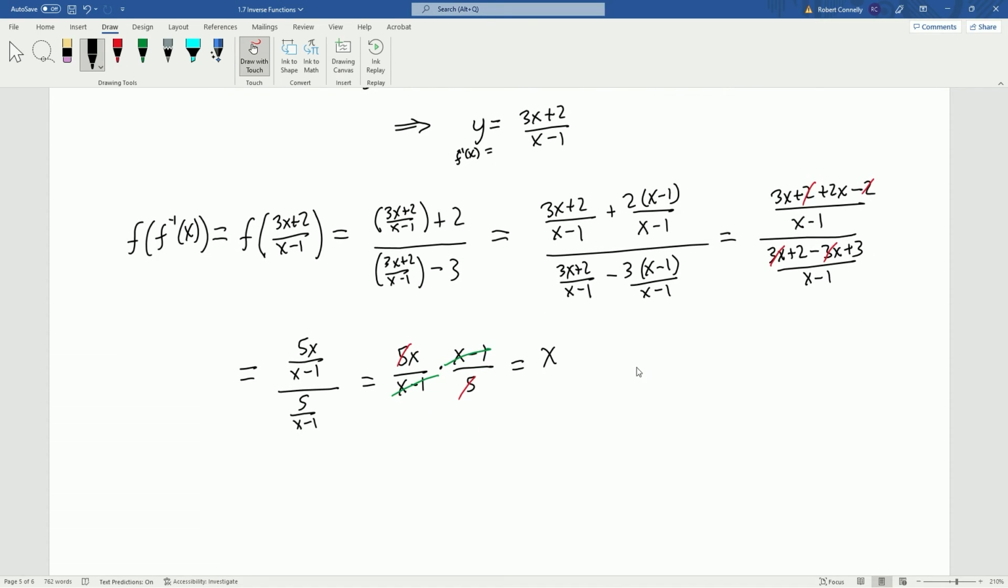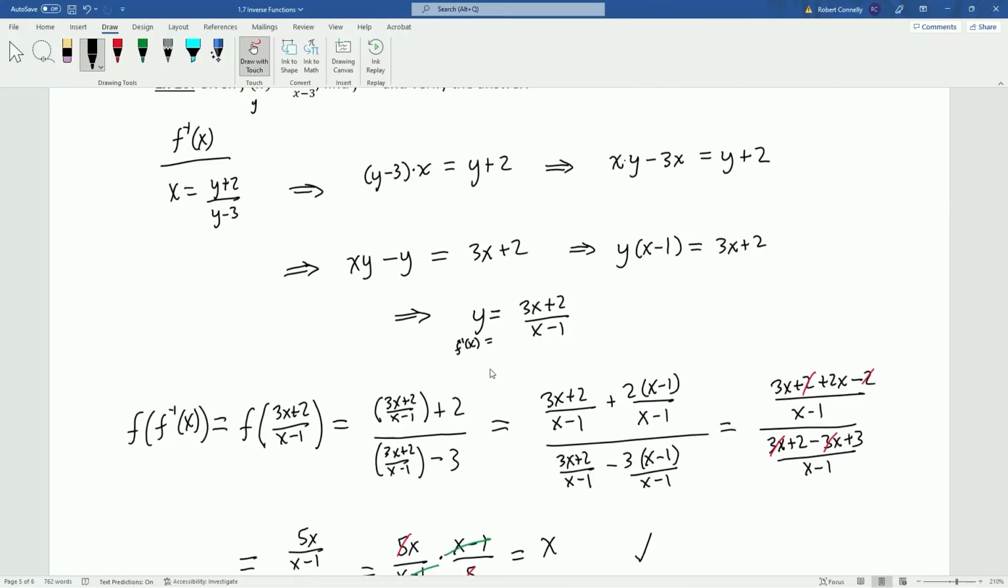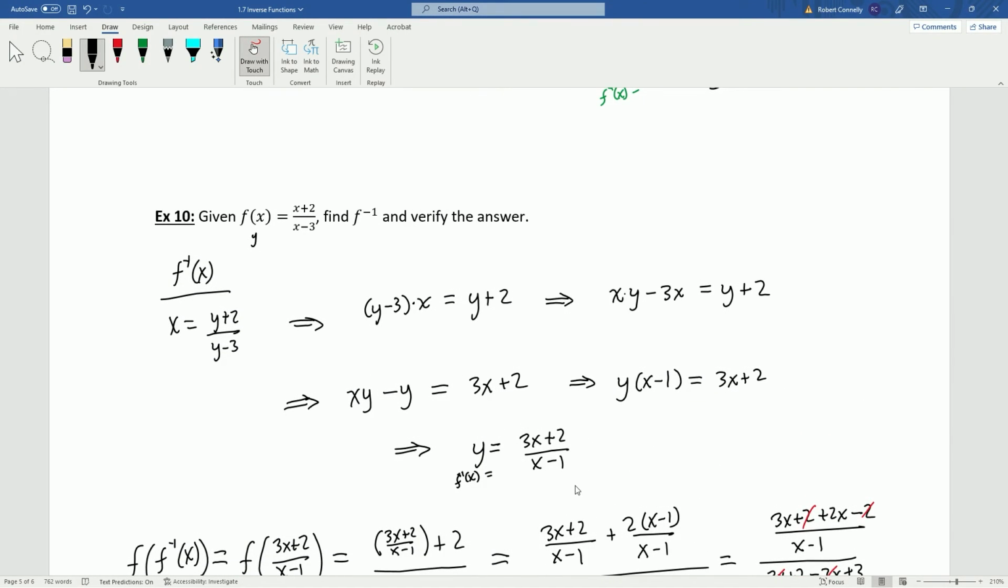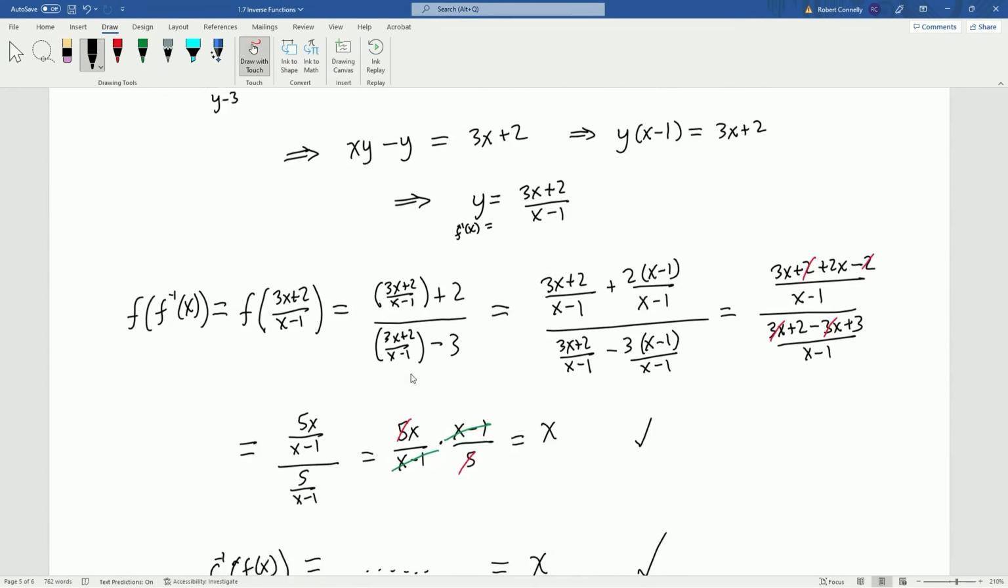So that's good. Now, we still do need to check f inverse of f of x, but it's going to be basically the same algebra, and so I'm going to leave that as an exercise to the viewer. But you'll get the same thing. If you do this composition in the opposite order, you'll get x, and you'll see that yes, you can verify this is the correct inverse function. Okay, so that's example 10.